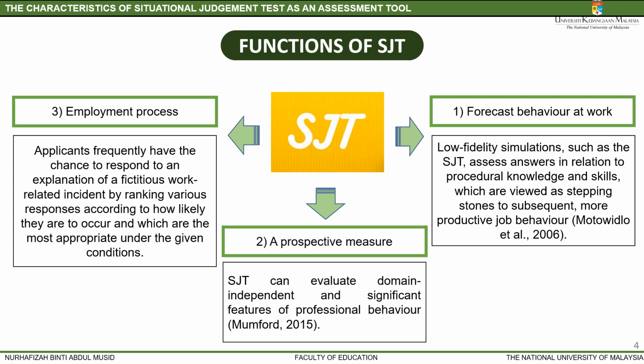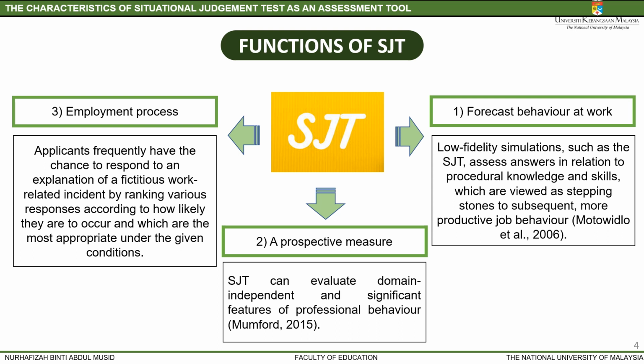There are three functions of SJT. The first one, to forecast behavior at work using behavioral consistency ideas. Low-fidelity simulations such as the SJT assess answers in relation to procedural knowledge and skills, which are viewed as stepping stones to subsequent, more productive job behavior. The second one, when evaluating competency rather than what is commonly thought to be intellect, the SJT is a prospective measure that can evaluate domain-independent and significant features of professional behavior.